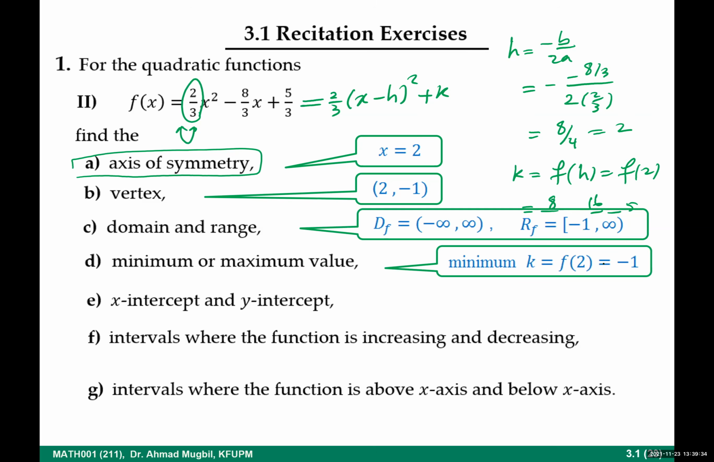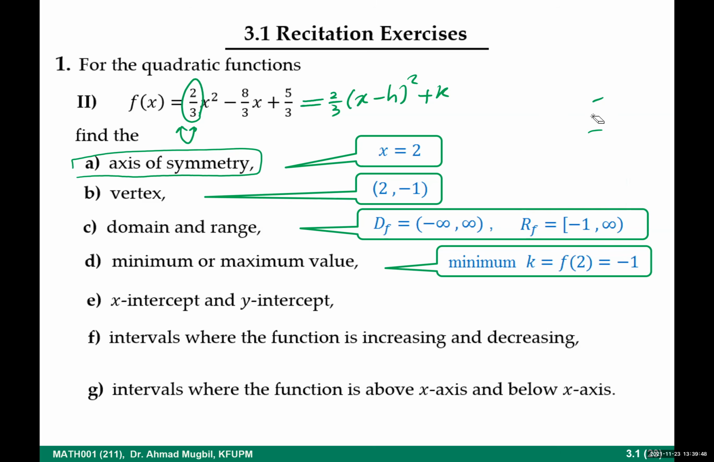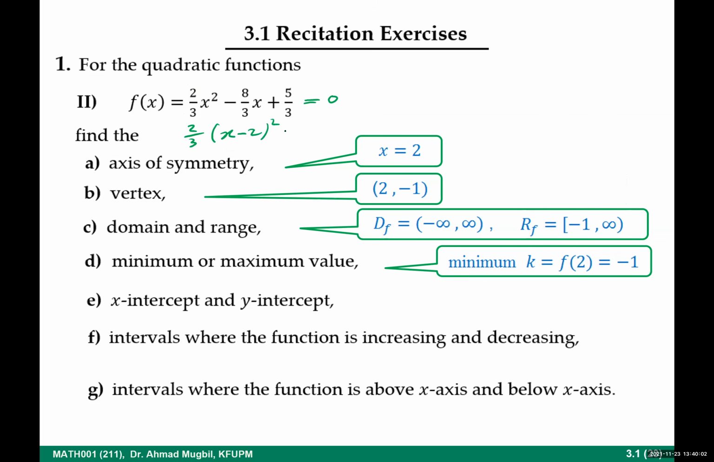The x-intercept and the y-intercept, which is easier to be found first? The y-intercept, what is it? 5/3. The x-intercepts, how to find them? Which one is better to use? You now have two ways. You can use the original equation, put it equal to 0 and solve it, or use the standard form that we obtained. It is (x - 2)^2 + k, which is -1, right? So you can now put this equal to 0 and solve this or this.